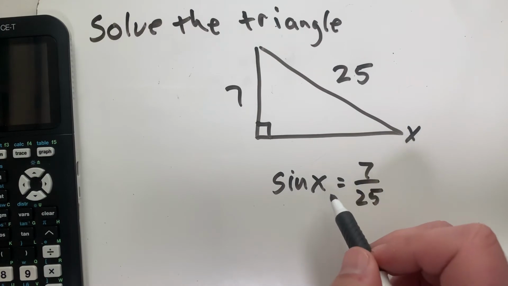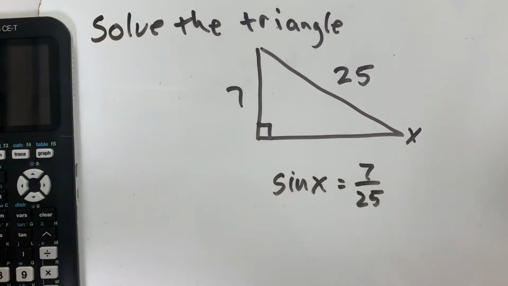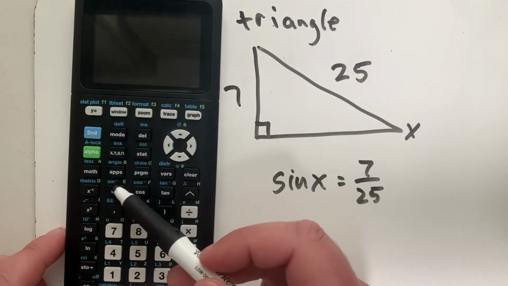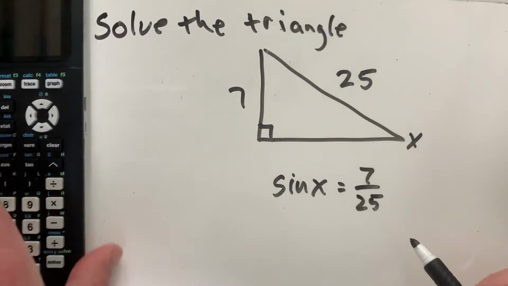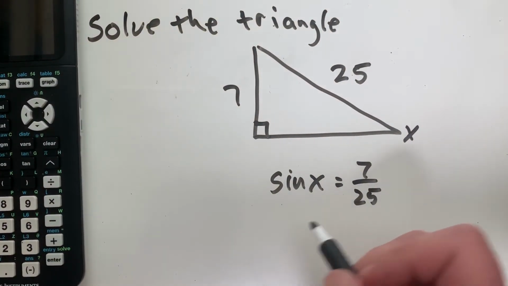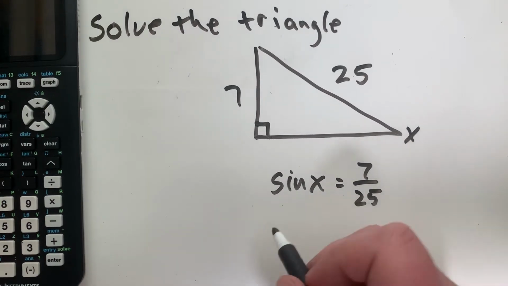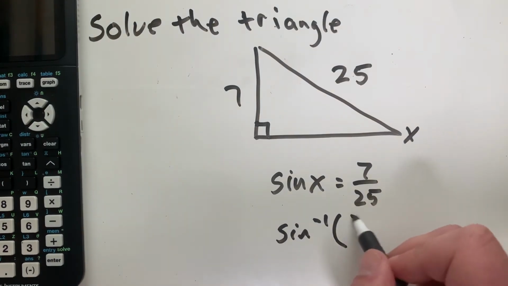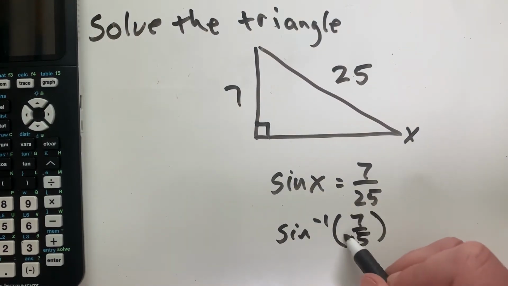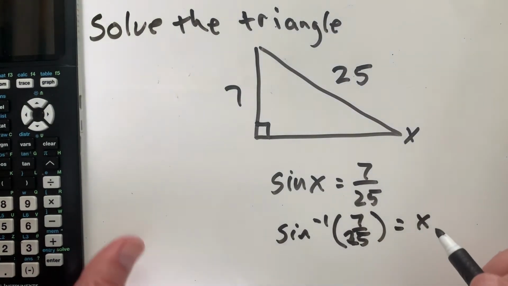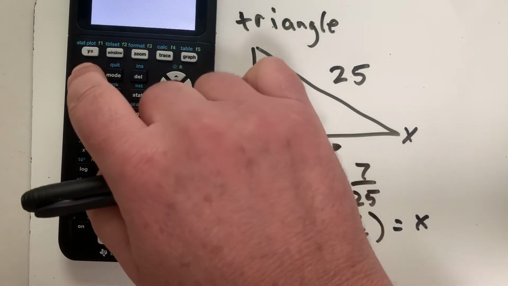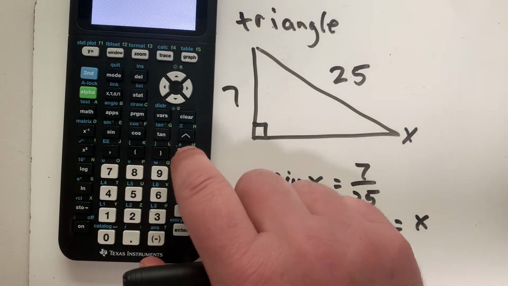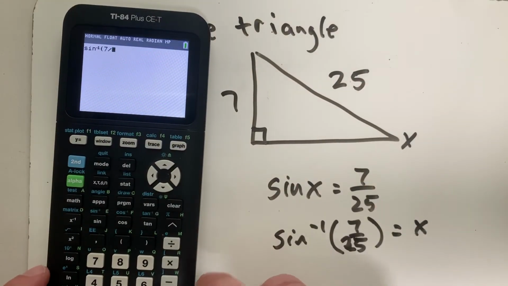In order to get x by itself, we're going to use something called the arc functions. And if you look on your calculator, right where sine is, if I hit second, it'll be sine to the -1. That's our arc functions, ARC. So what I'm actually doing to both sides, I don't want to confuse you too much. Let's just say for now, we're going to do the arc sine of 7 divided by 25 equals x. So in my calculator, let's do that. Second sine. And we got 7 divided by 25.